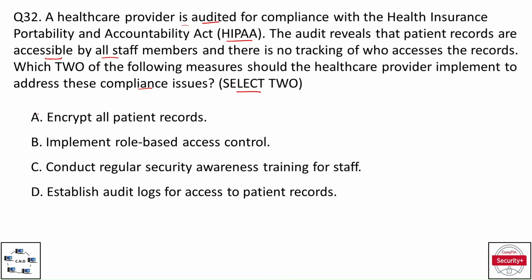Select two options, and the options are option A, encrypt all patient records. Option B, implement role-based access control. Option C, conduct regular security awareness training for staff. And option D, establish audit logs for access to patient records. And the correct options are option B, implement role-based access control, and option D, establish audit logs for access to patient records.